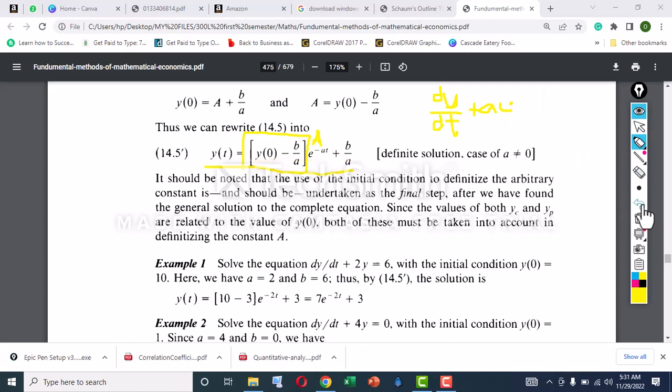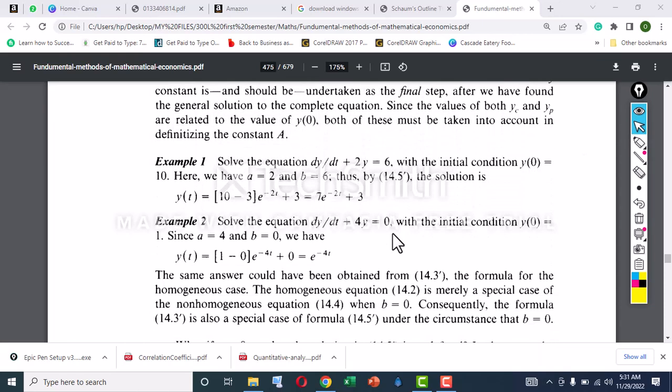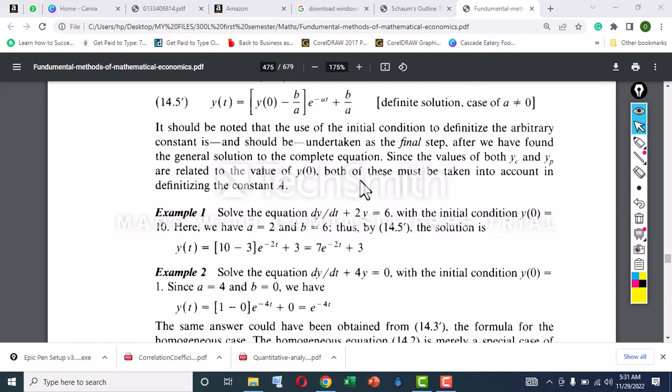Let me delete all this. Now, we have a question here in our example. We have to solve this equation, dy dt plus 2y equals 6. If you look at our form, this is following our form, dy dt plus ay equals b. Here our a is plus 2, which is this 2. Our b is 6. So that's what they are telling us here. A is 2, b is 6.